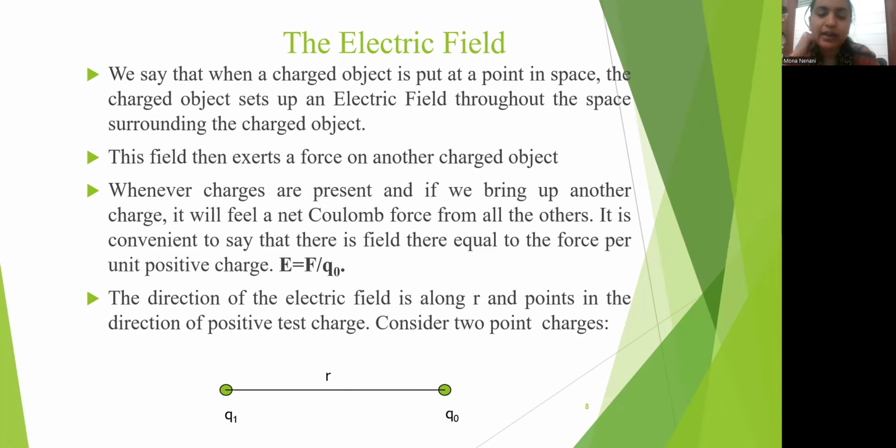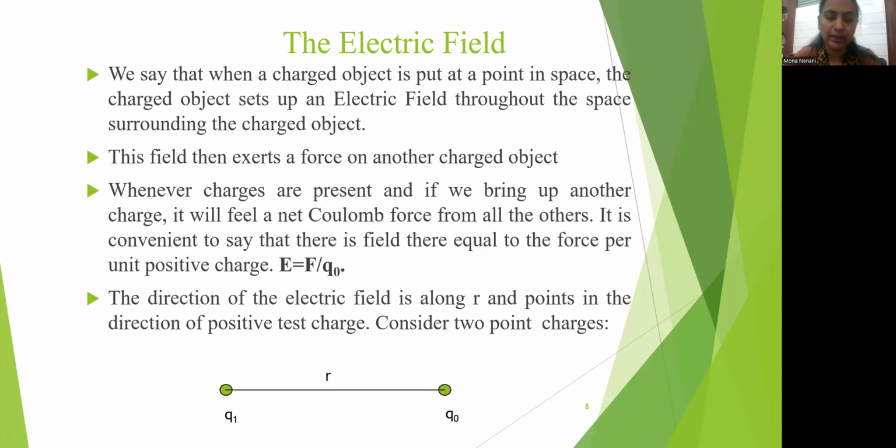It is convenient to say that there is a field there equal to the force per unit positive charge, right? So let's say this is a charge Q1 and this is a test charge Q0. What is a test charge? A test charge has two properties: it is always positive in nature and it does not exert its own electric field, or any force on another charge, right? So when Q0 is placed near Q1, Q0 will experience some kind of force because of Q1, and that force is because of the electric field.